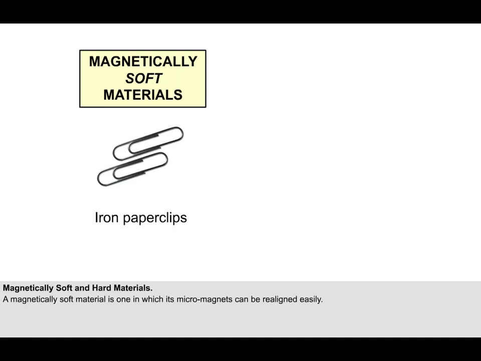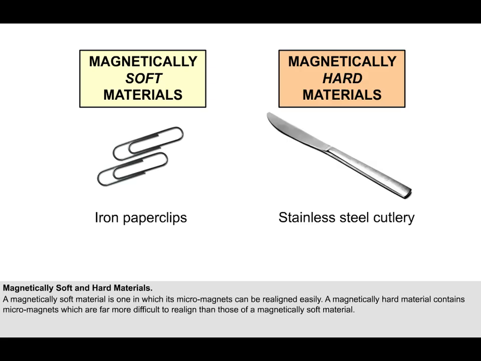It can be easily magnetized, but it rapidly loses its magnetic properties. Magnetically soft iron is said to have a low magnetic retentivity. You will not be surprised to learn that a magnetically hard material contains micromagnets which are far more difficult to realign than those of a magnetically soft material.